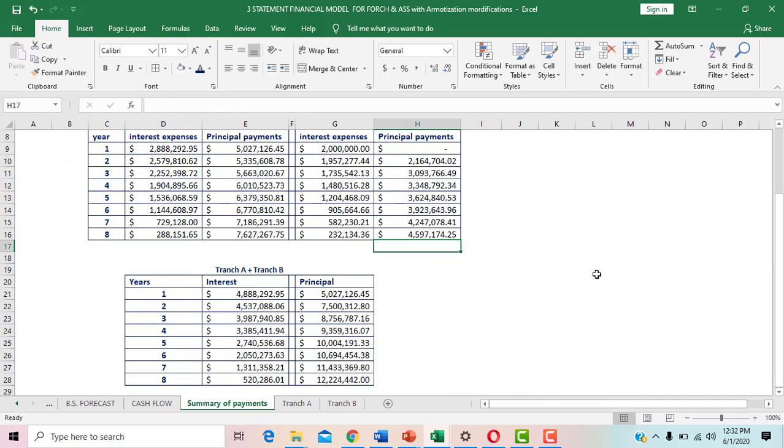So now we have a summary of our interest rate expenses and principal payment that we're going to be making from the first year right up to the 8th year, resulting from our tranche A and tranche B loans. In the next session, we are going to show you how to fit this in a 3-statement financial model, and we're also going to check the flexibility of our 3-statement financial model.